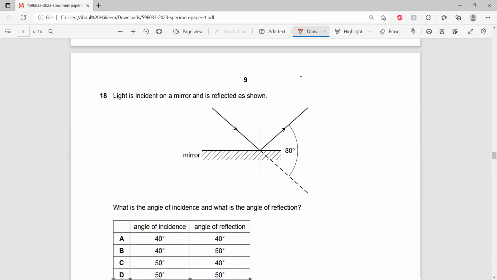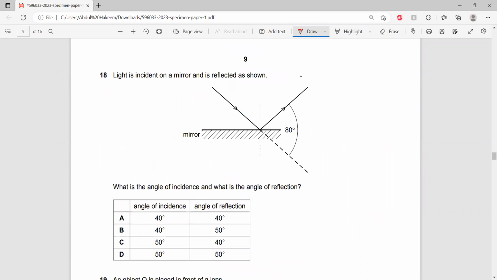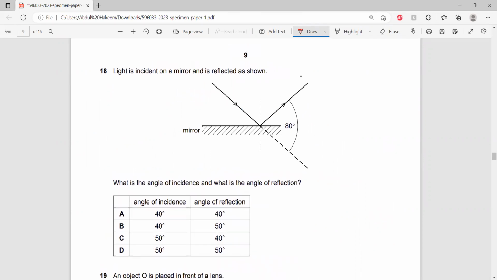Next, number 18. Light is incident on the mirror and is reflected as shown. What is the angle of incidence and what is the angle of reflection? If this total angle is, sorry, 80, this is 40, this is 40, but the angle of incidence is this one. Angle between incident ray and the normal is this. So this angle is 50. So this is also 50. So answer is D.